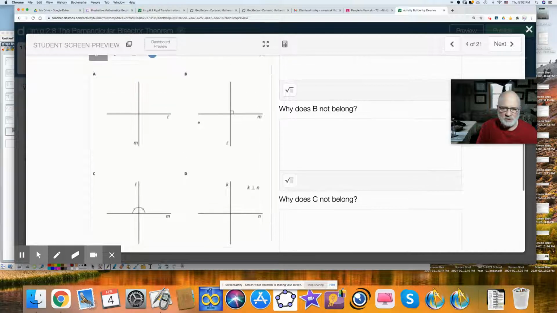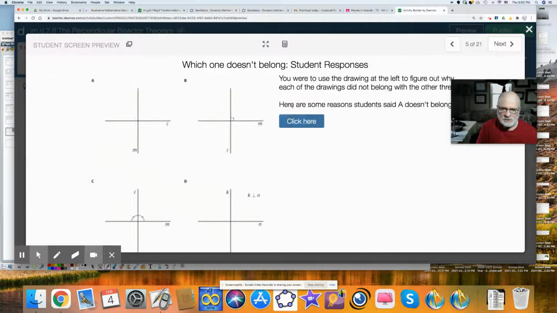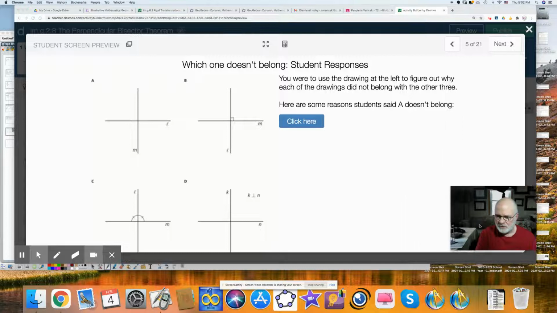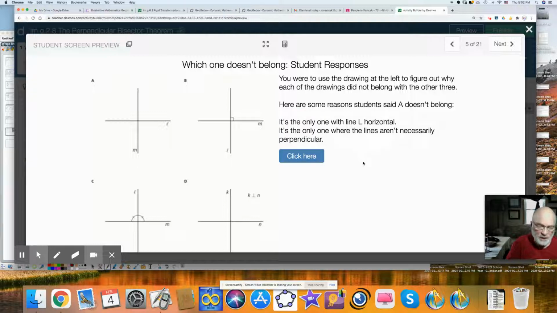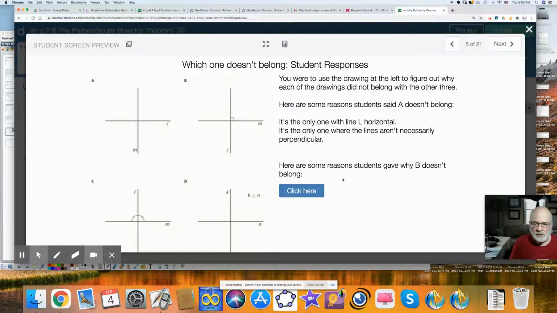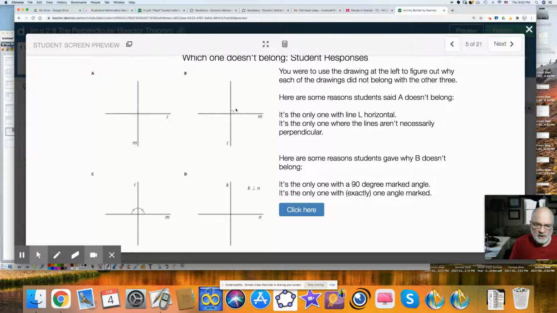So first we have "which one of these does not belong." There are 4 of these. You should check them out. And I'm going to show you some results that some students said. Some students said A doesn't belong with the others because it's the only one with an L in it that's horizontal. It's also the only one where the lines aren't necessarily perpendicular. Some reasons B doesn't belong: it's the only one with a 90-degree angle that's marked as a 90-degree, and it's the only one with one angle marked.